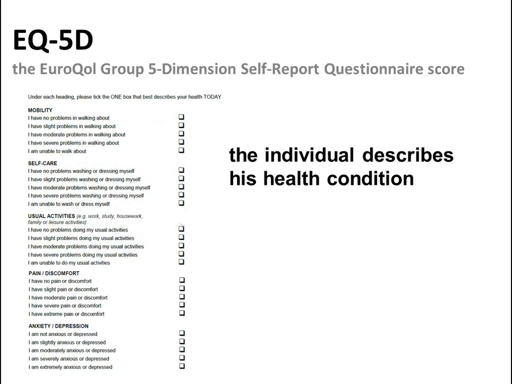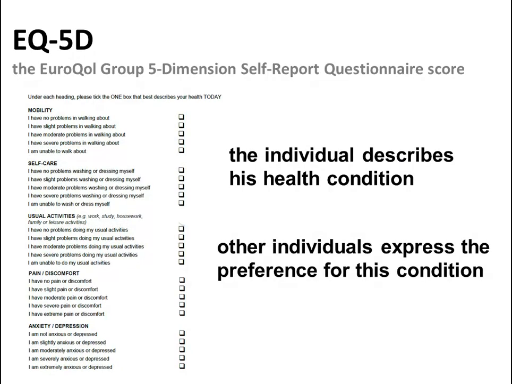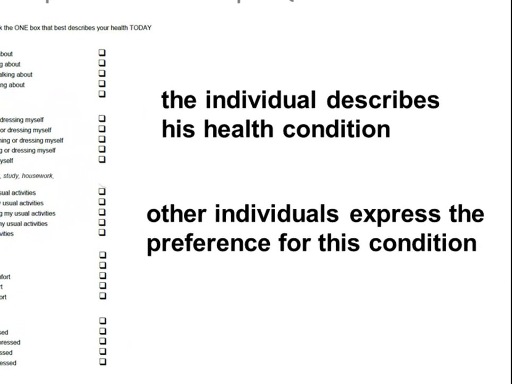The individual describes his health condition, but then the preference for this health condition is valued by other individuals who do not have the condition. Preference weights from these individuals are used to calculate the utility.